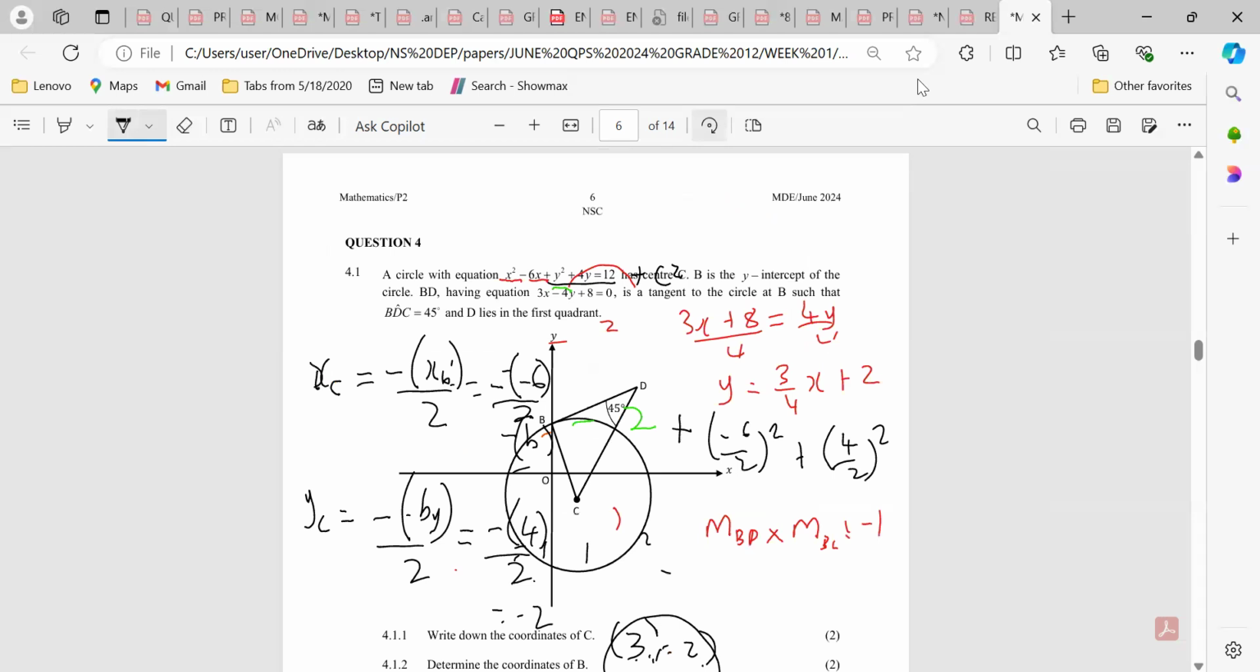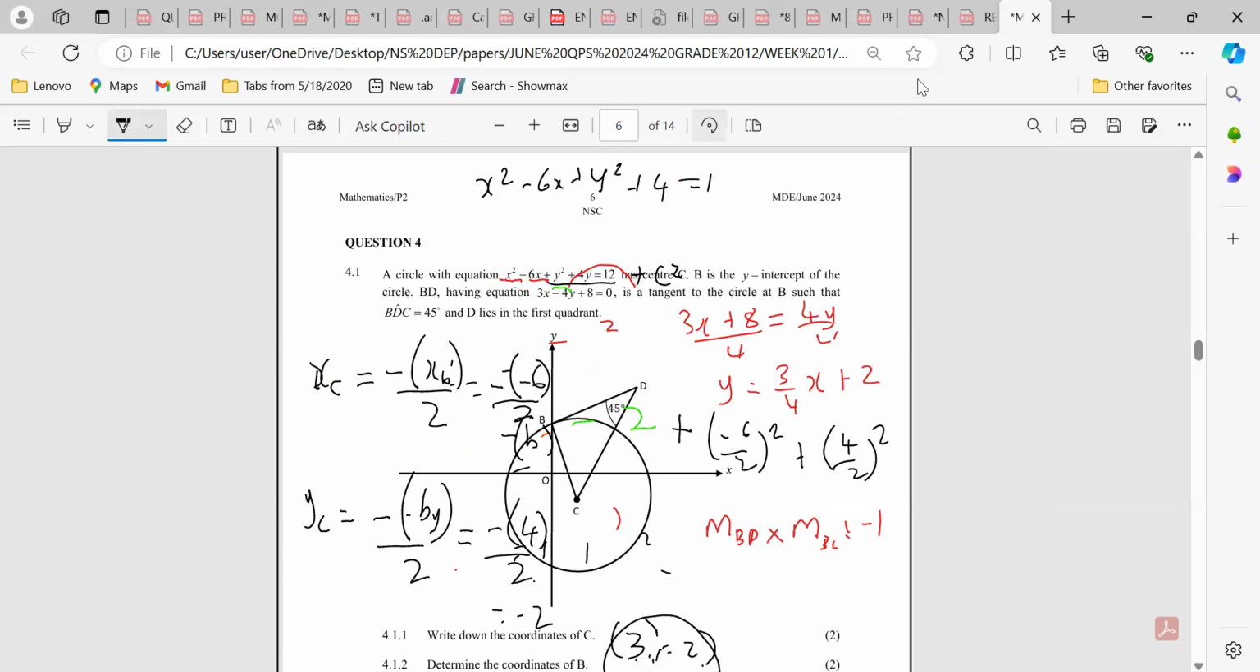I think the equation is like this. Look at this. It says x squared minus 6x plus y squared plus 4 is going to be equal to 12. This is what you have. Let's say you wanted to get the radius, Kai.